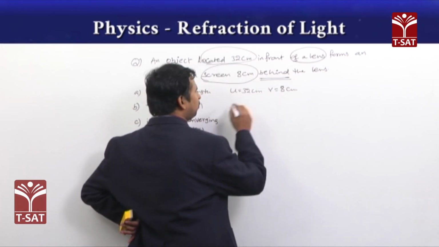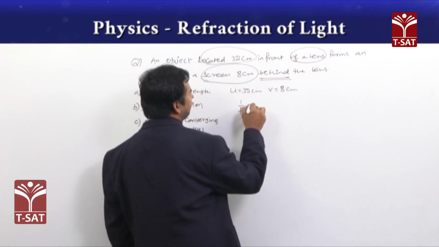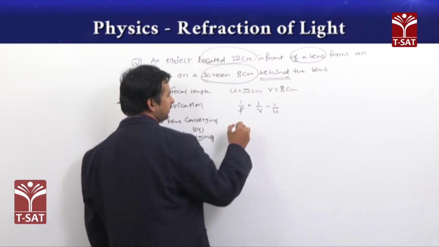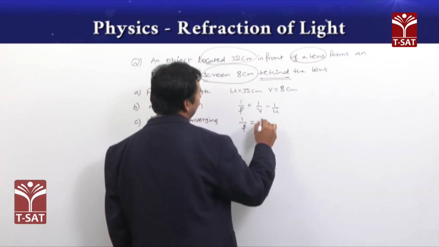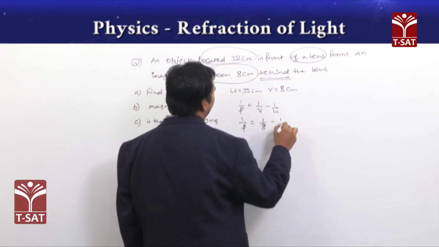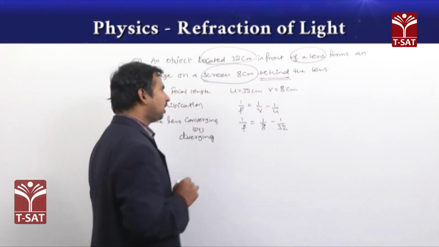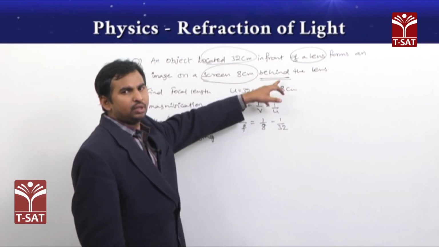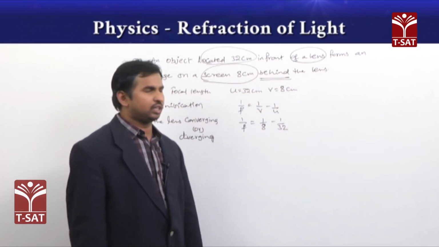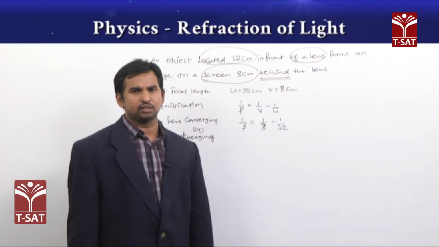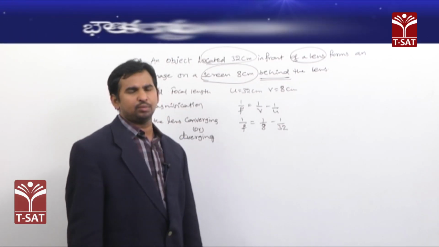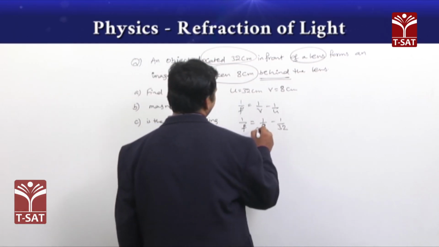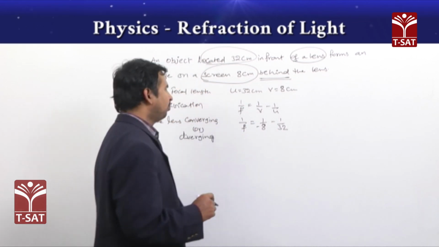Then as you know, the u value and v value here, 1 by f is equal to 1 by v minus 1 by u. Then 1 by f is equal to 1 by v, where v is 8, and 1 by 32. But here you have to observe that the image is formed, that screen is placed behind the lens here. As the image is forming behind the lens, that's why here we have to take the image distance also as negative. Both the cases we are taking as minus.